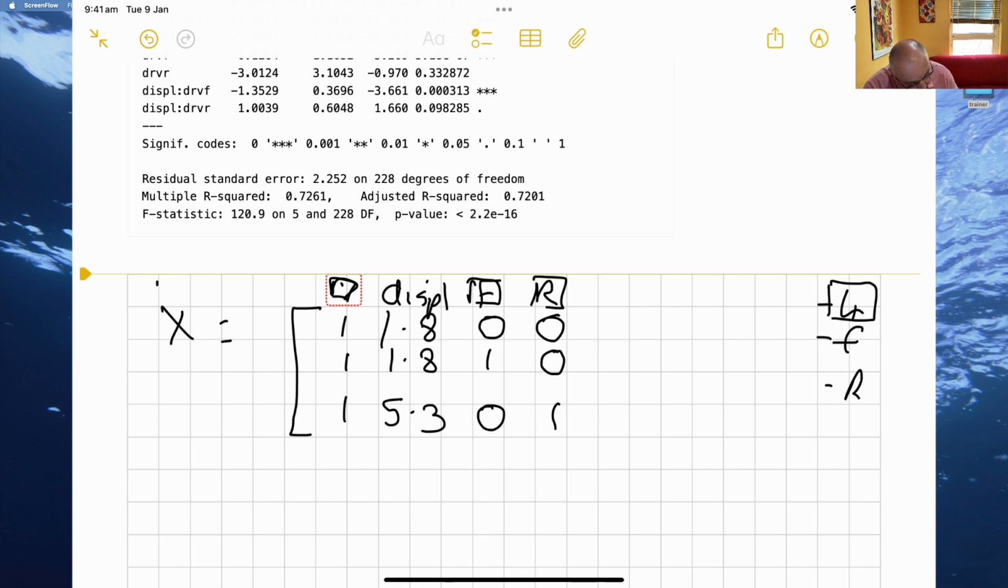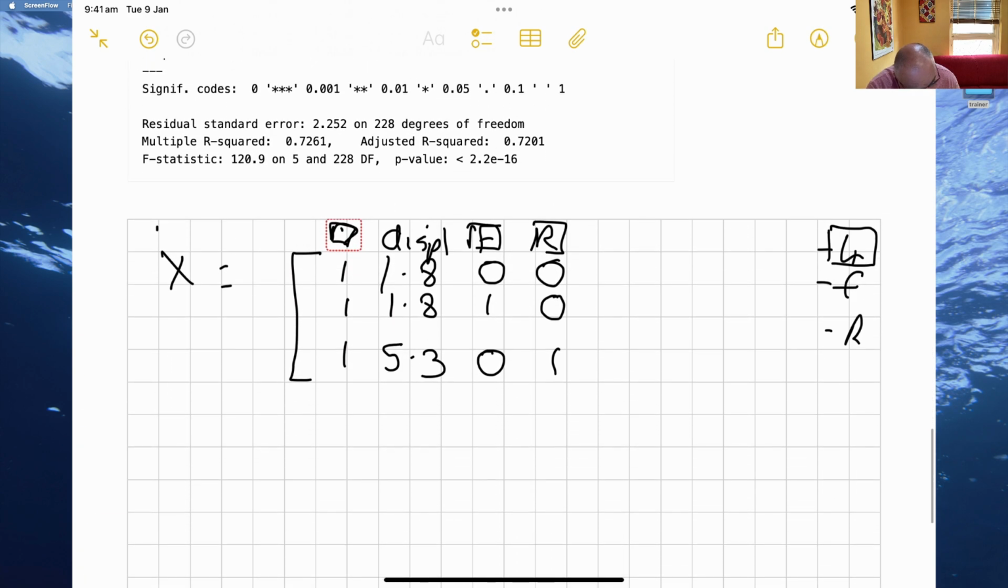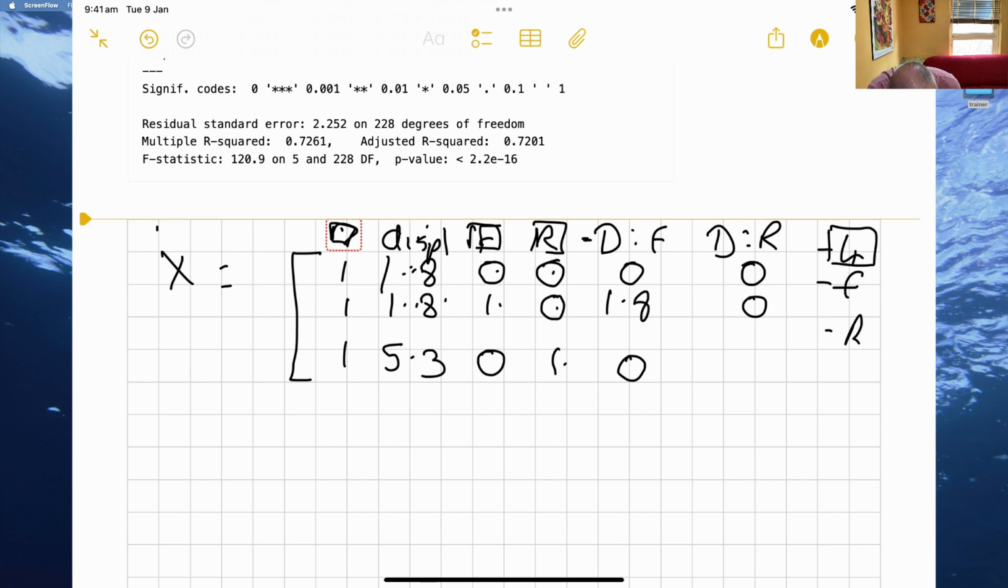What if we want now what we call our separate regression? Well, now not only do we need to change the intercept, we also need to change the slope. So we're now going to have a thing called displacement F and displacement R. And the way we get this column is we multiply this column by this column. So this will be 0, because 0 times 1.8 is 0. This one will be 1.8, because 1 times 1.8 is 1.8. This is 0. We've got 0 times 1.8 is 0. We've got 0 times 1.8 is 0. And finally, 1 times 5.3 is 5.3.